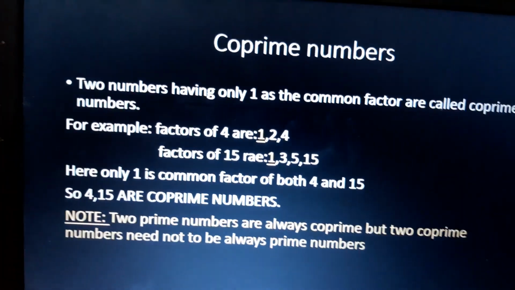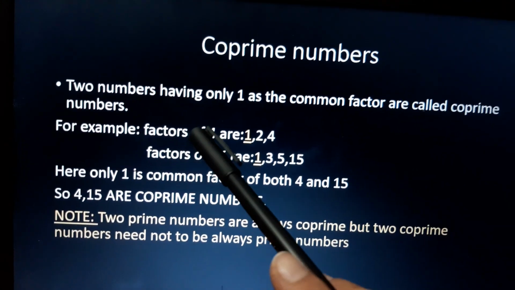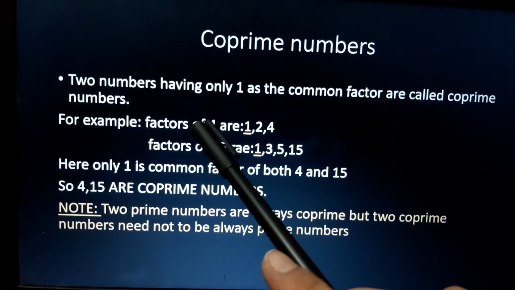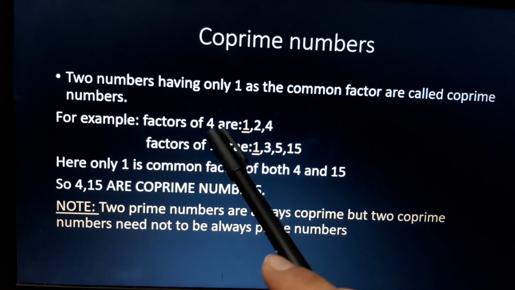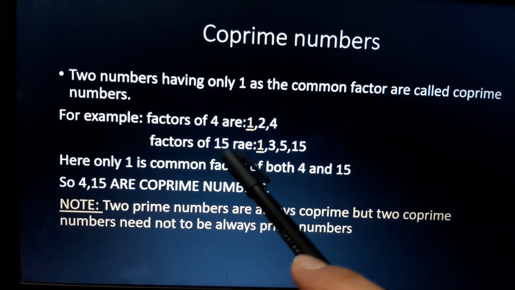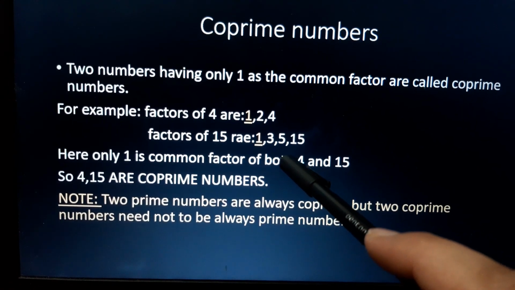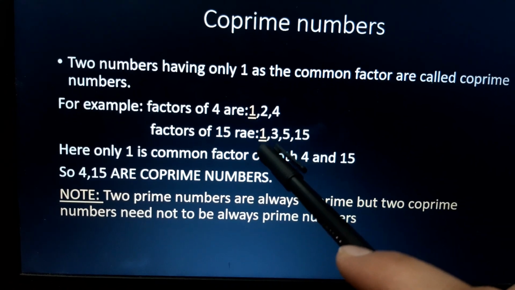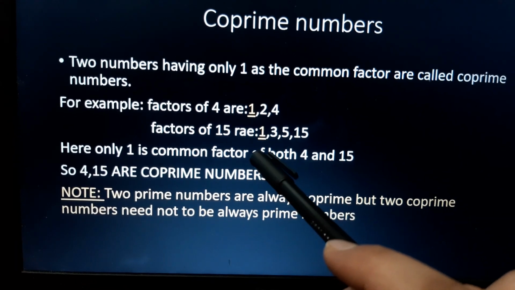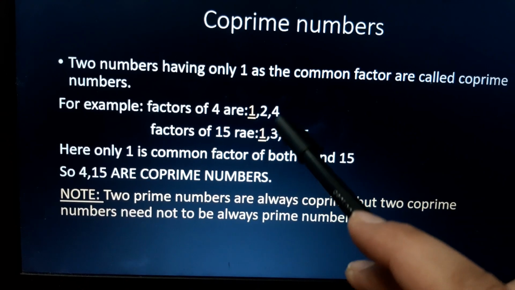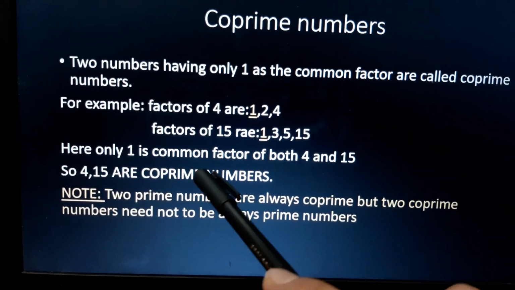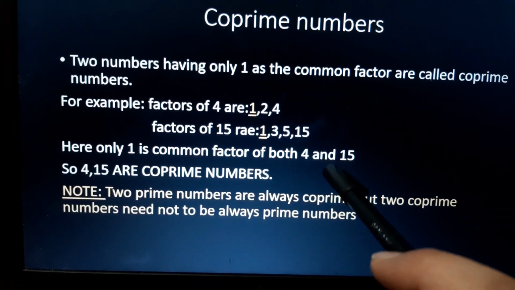Next is co-prime numbers. Two numbers having only one as the common factor are called co-prime numbers. For example, factors of 4 are 1, 2 and 4. Factors of 15 are 1, 3, 5 and 15. Now what we have observed is only 1 is the number which is common to both of them. No other factor is occurring in both of them. It means 1 is the only common factor of both 4 and 15.